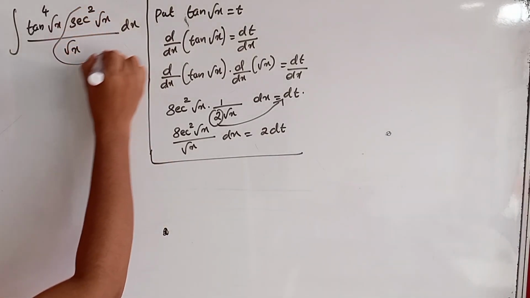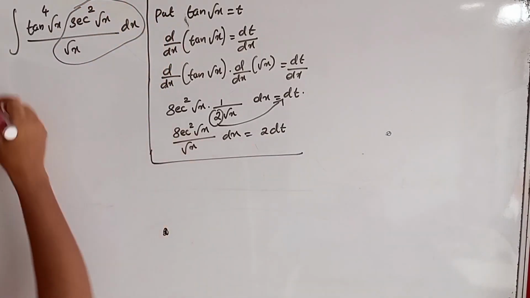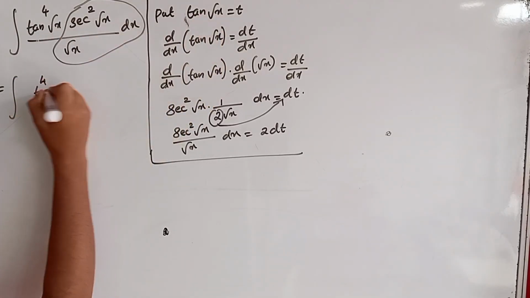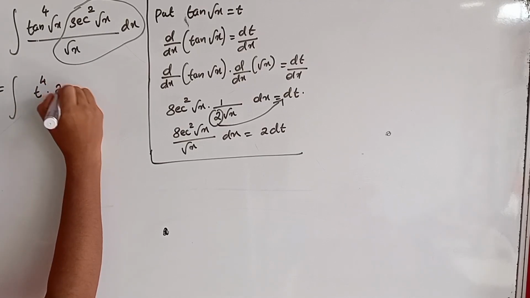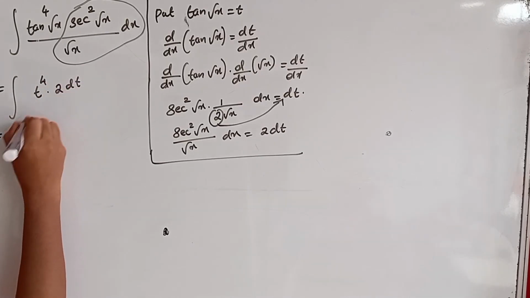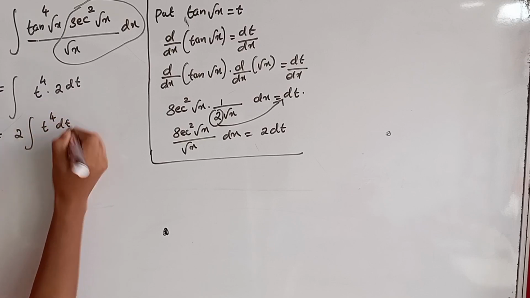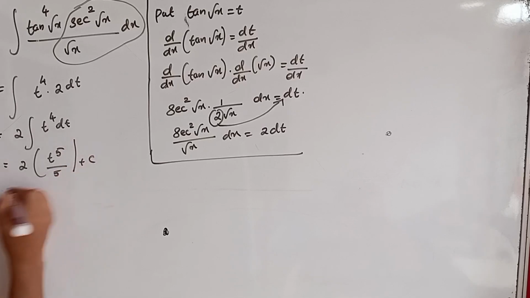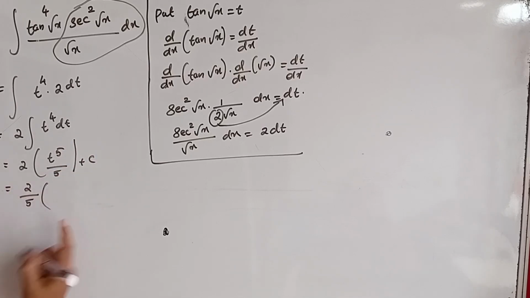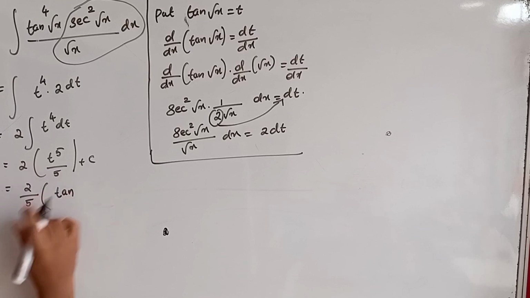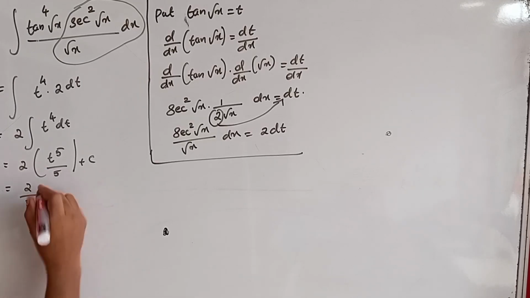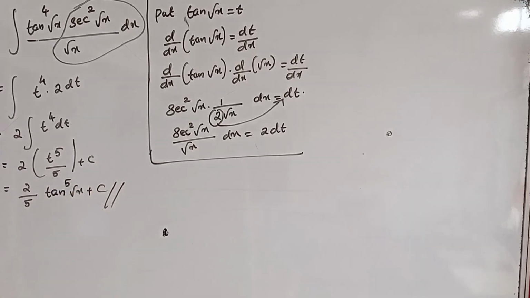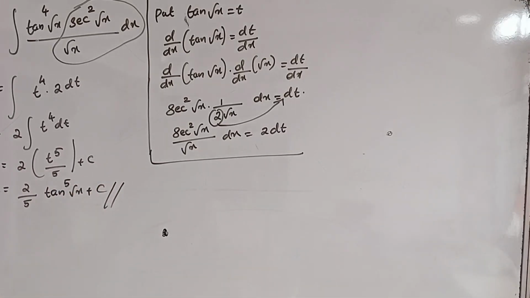Okay. So here the left side is the term in the given expression. So sec square root x by root x dx is replaced by 2 dt and tan root x is replaced by t. So this becomes t raised to 4 into 2 dt. So here 2 is a constant, take it outside. This becomes 2 into integral t raised to 4 dt. So whose integral is t raised to 5 by 5. Finally replace t by tan root x. So the answer becomes 2 by 5 into tan raised to 5 root x plus c.